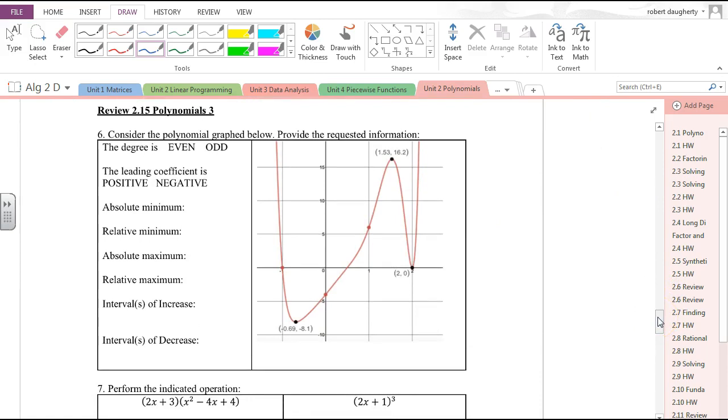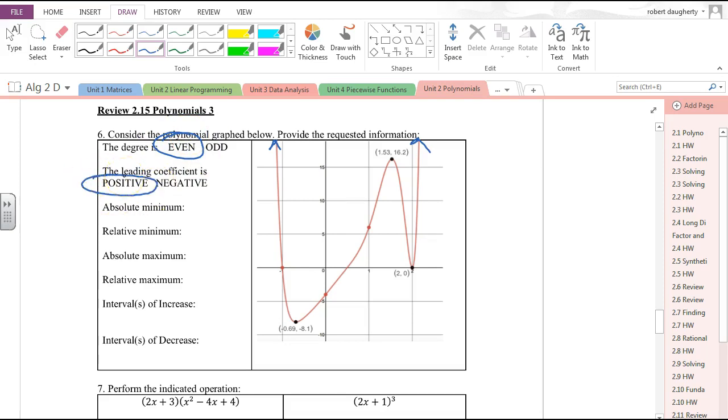Looking at a polynomial here, is this an even degree or odd degree? Well, the end behavior, it tends to go up in both directions. If they both go up or both go down, that has to be even. Is the leading coefficient positive or negative? In this case, it's positive if both of those are going up.